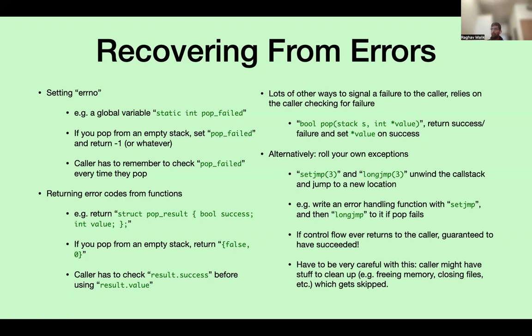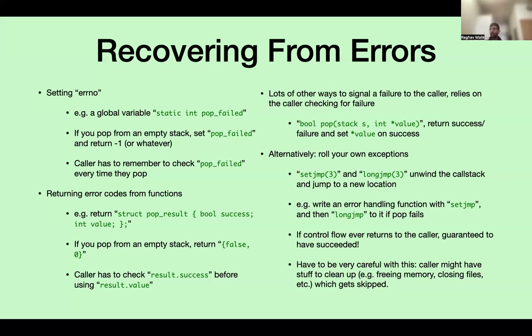Alternatively, you can, I call this rolling your own exceptions, right? If you're familiar with C++ or Java, these languages have exception handling where you run a block of code, and if a particular kind of error happens in this block, you jump to something else that knows how to handle it, and then you clean it up. C has these functions called setjmp and longjmp, which basically unwind the entire call stack and directly jump to a new location.